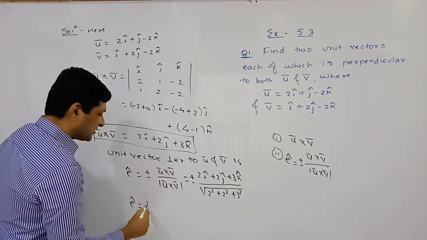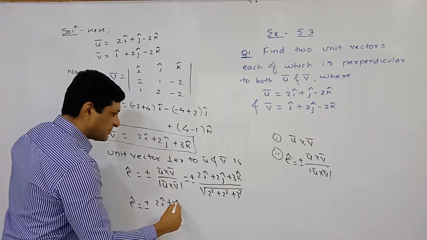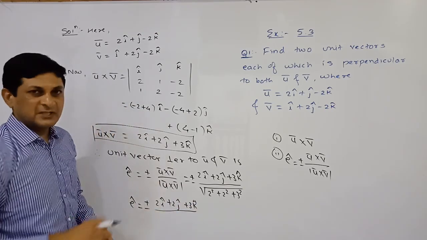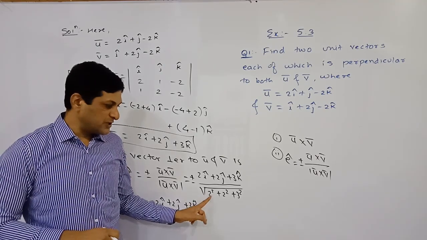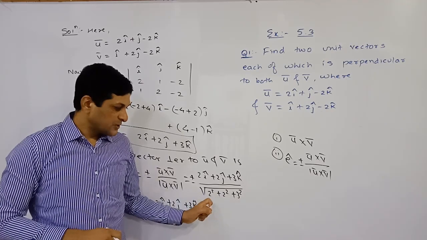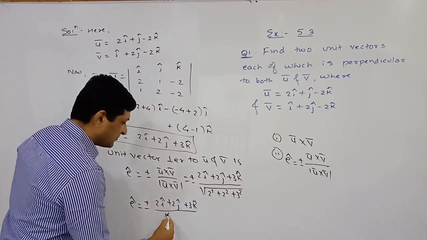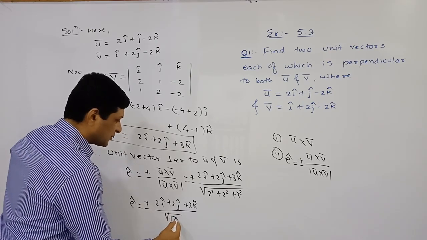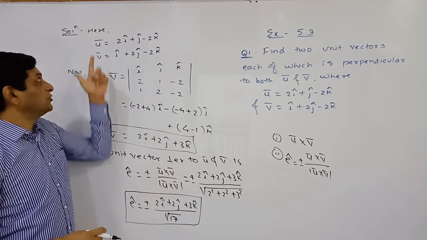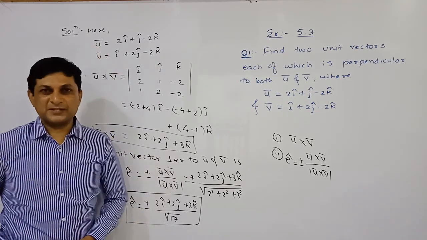Now the remaining part is just to simplify it. So 2i cap plus 2j cap plus 3k cap in the numerator, keep it as it is. Now observe the denominator very carefully. Square of 2 is 4. Again here square of 2 is 4 and square of 3 is 9. So 4 plus 4, 8. 8 plus 9 will be equals to 17. So here we are getting under root 17. So in this way we have got two unit vectors perpendicular to u bar and v bar. So this will be the required answer here.